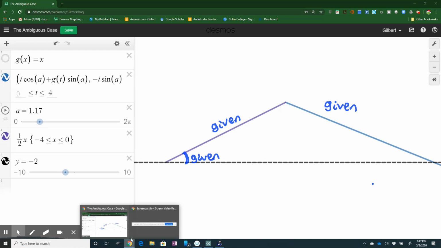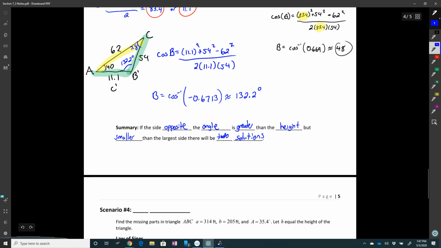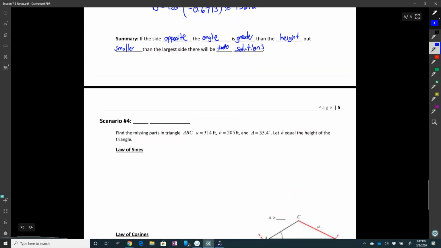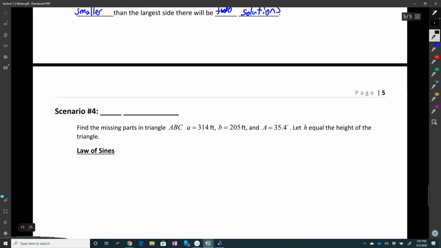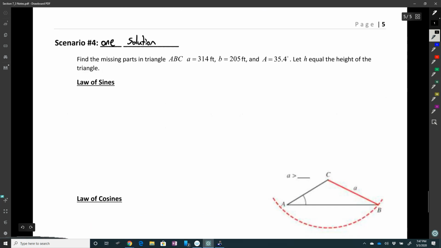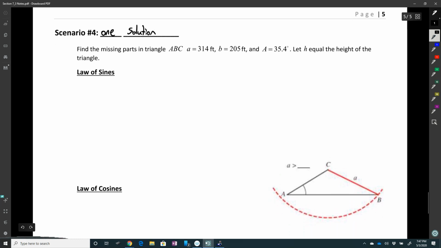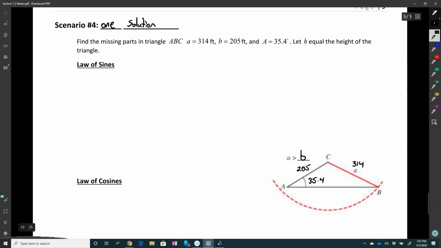All right. Anyway, let's go to the last page. So scenario 4 is again one solution. So find the missing parts. This is if A is greater than B. Find the missing parts in triangle ABC where A equals 314, B equals 205, angle A is 35.4. So I'm just going to do the law of sines, get my answer. Do the law of cosines, get my answer.